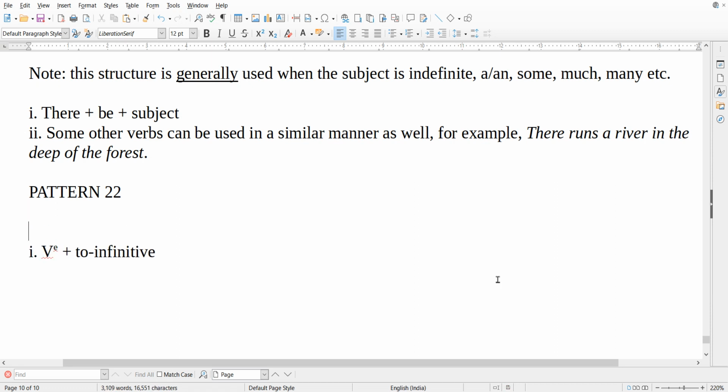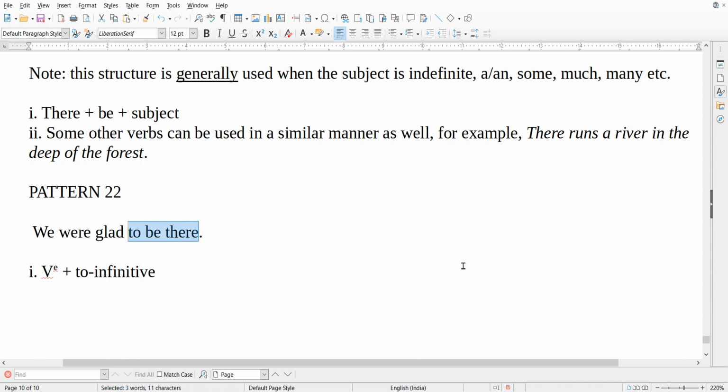Sentences like: we were glad to be there. So this is the infinitive. Verb plus adjective plus to infinitive. So infinitive after adjectives expressing emotion. I should have written it like that: adjectives, I beg your pardon. So basically it's talking about a state. Happiness is a state, so that's why this.